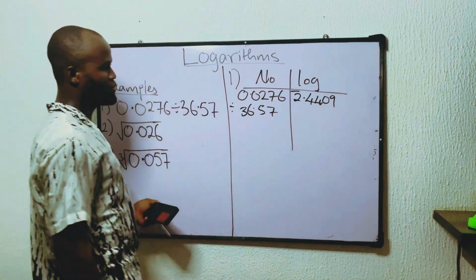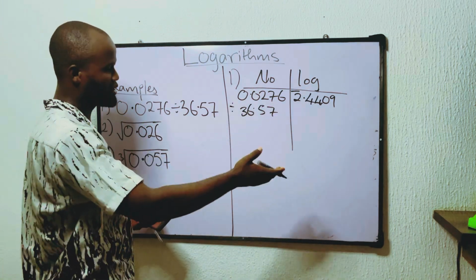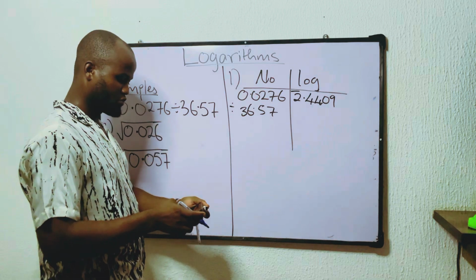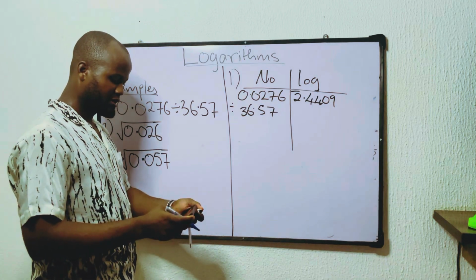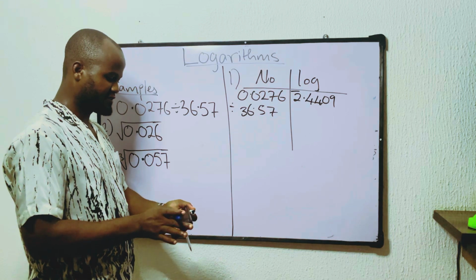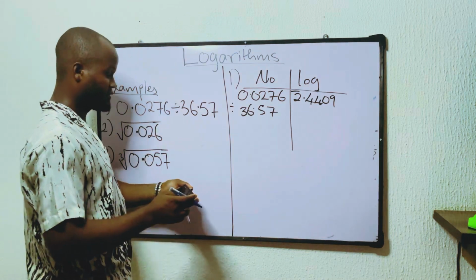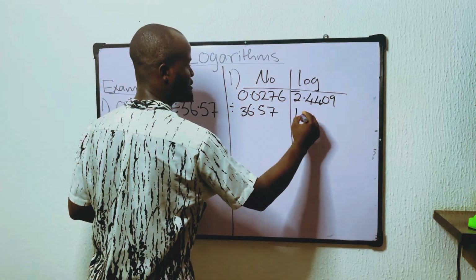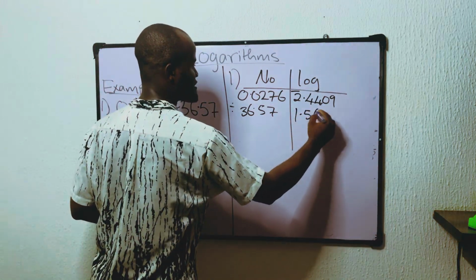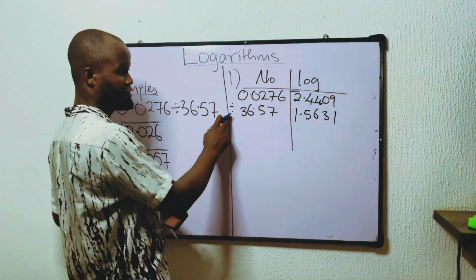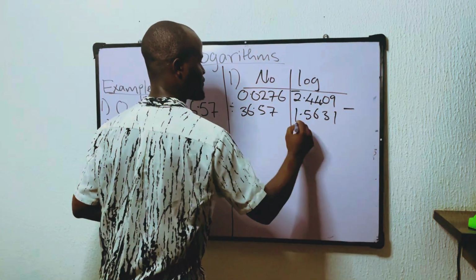Okay, the next one divided by 36.57. So this is a number greater than 1. So we are simply going to punch this in the calculator and it will give us our figure. So we're looking for the logarithm of 36.57. So that gives us 1.5631. Okay, so this is division, which implies subtraction.